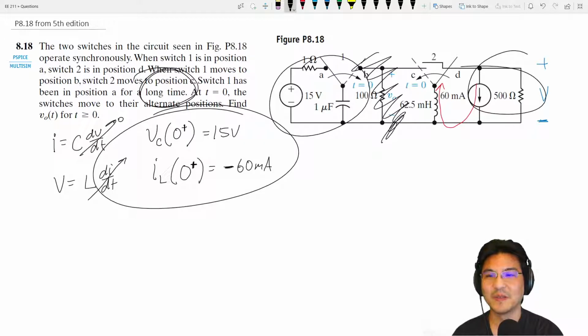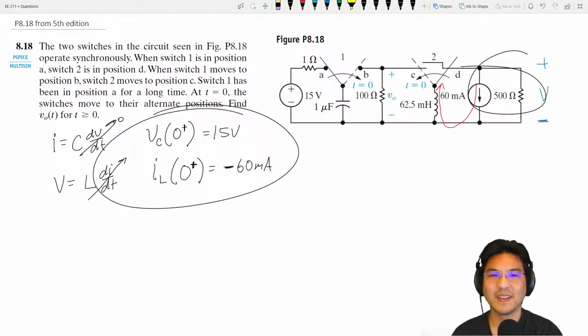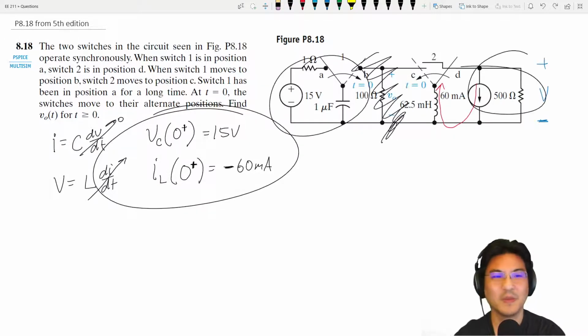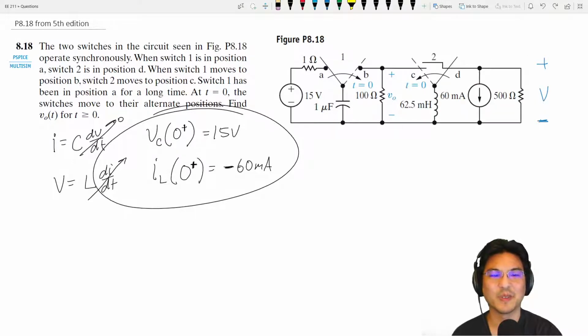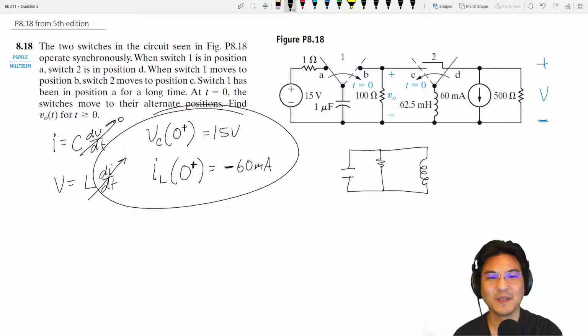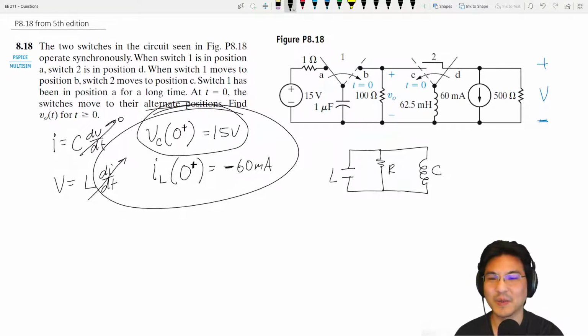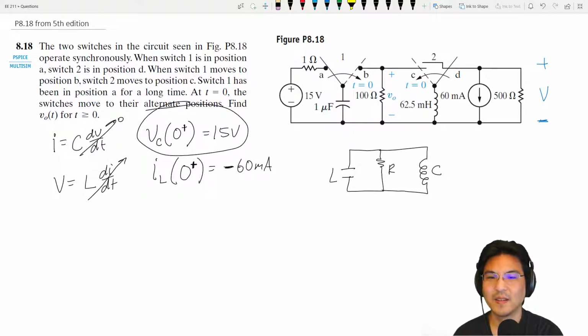Okay, now what? After we move the switches over, then it's just going to be this capacitor, this resistor, and this inductor. And then we know the initial conditions for the voltage across the capacitor and the current going through that inductor. And this is going to be a natural response.